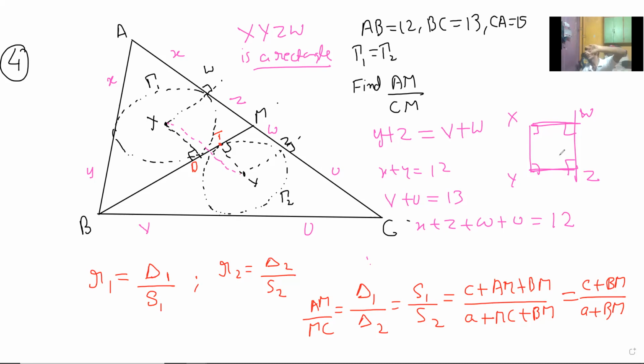So this is what I wanted to say in the beginning. Usually it's a trapezium, as you're saying, but in this case, it's a rectangle. Can we use the fact that it is a rectangle? So we know that XY is equal to WZ.